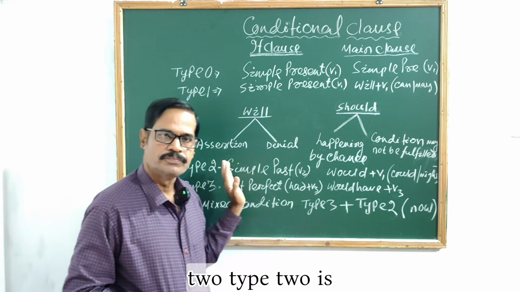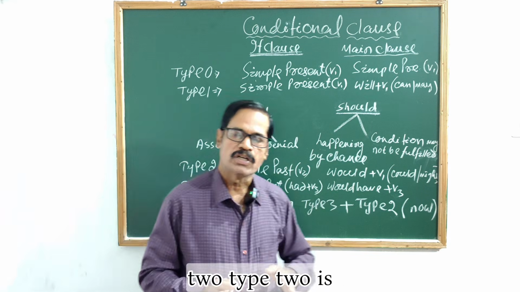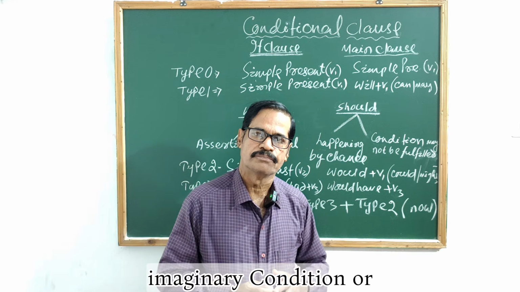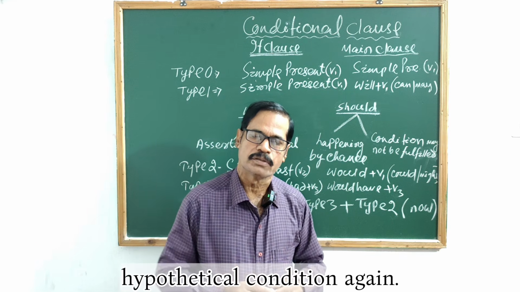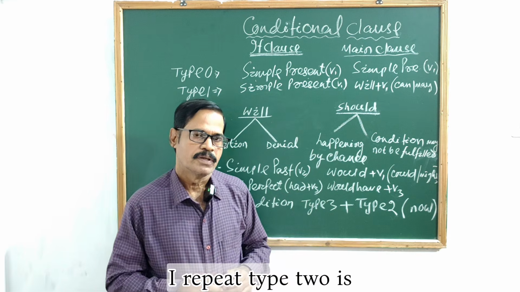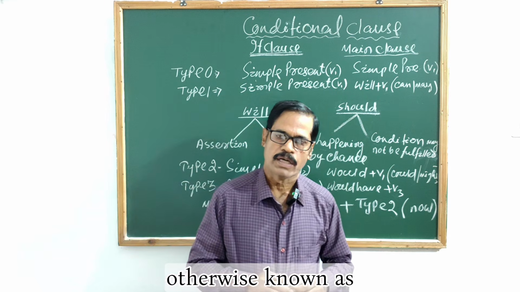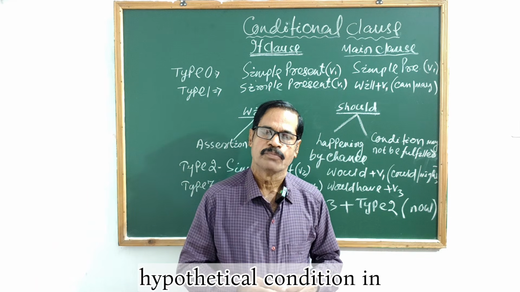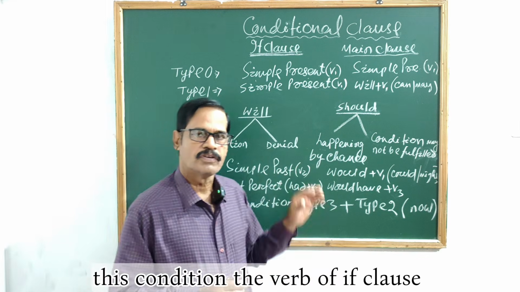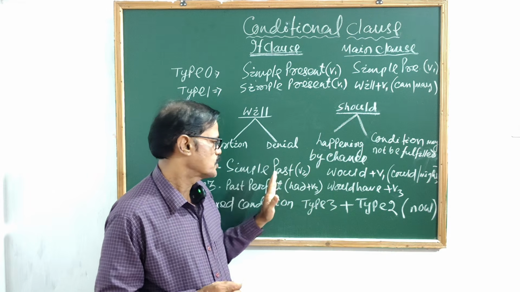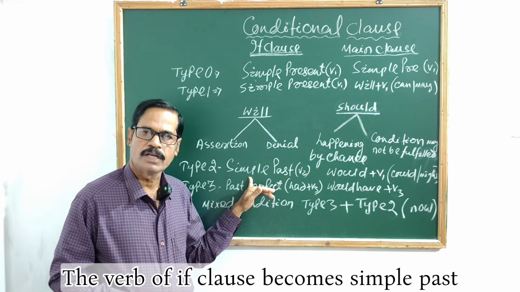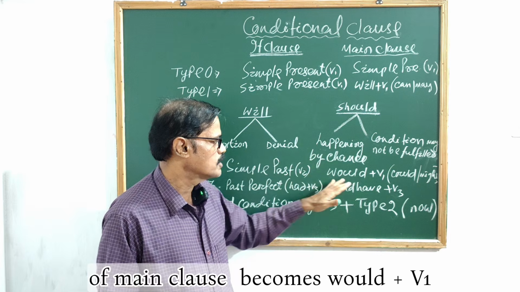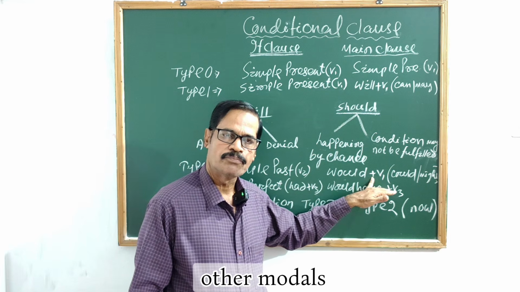Then come to type 2. Type 2 is otherwise known as imaginary condition or hypothetical condition. Again I repeat, type 2 is otherwise known as imaginary condition or hypothetical condition. In this condition, the verb of the if clause becomes simple past, and the verb of the main clause becomes would plus V1.